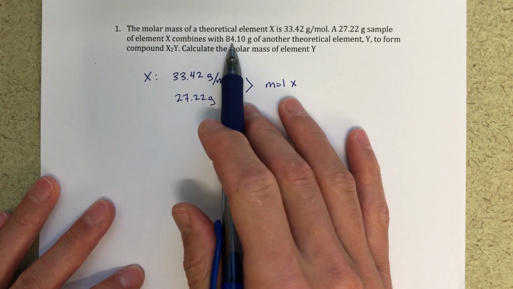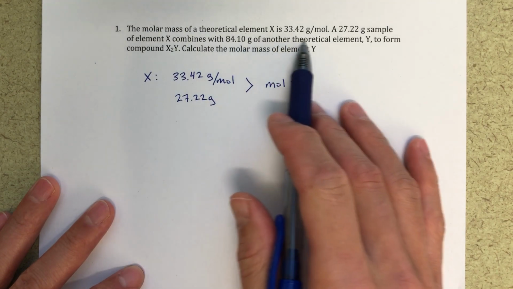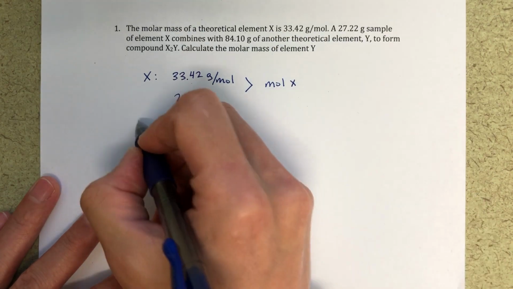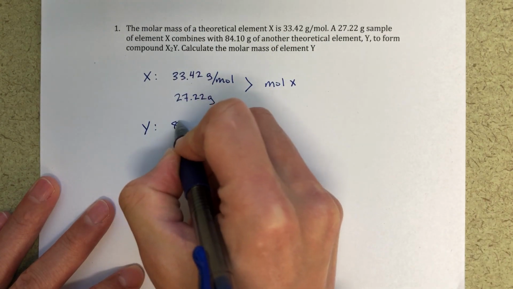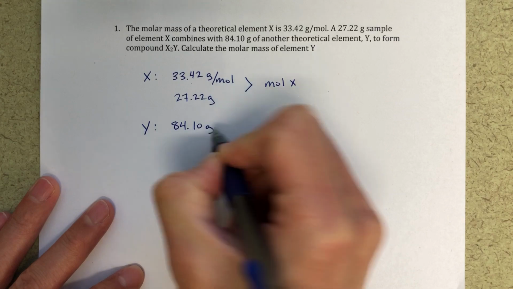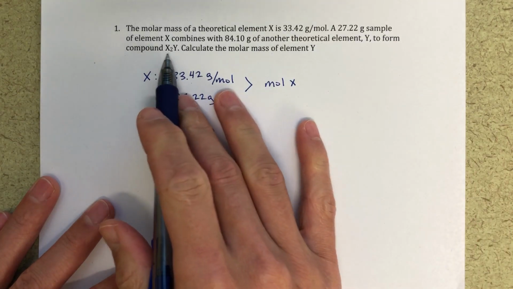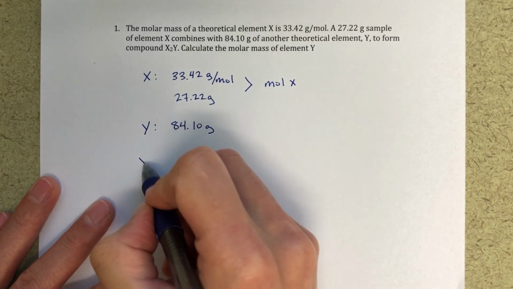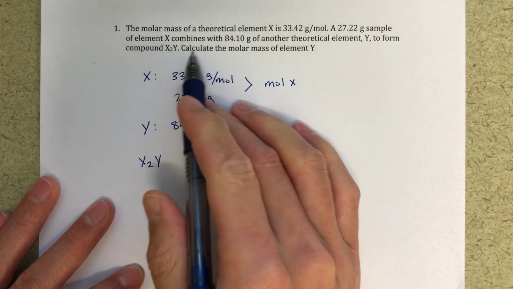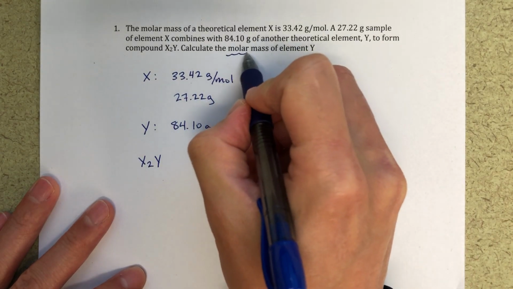Element X combines with 84.10 grams of another theoretical element, Y. So maybe here I'll write Y, 84.10 grams, to form a compound X2Y. X2Y. Calculate the molar mass. So this is the question.